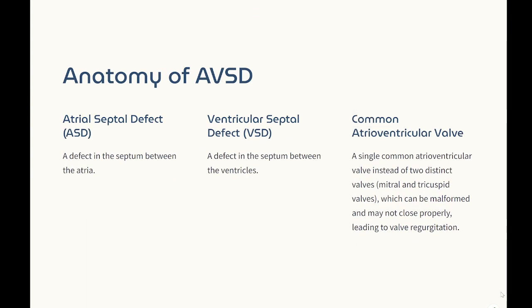Anatomy of AVSD. AVSD results from a failure of the common atrioventricular junction to properly separate during heart development, leading to a defect in the septum between the atria, atrial septal defect, ASD, a defect in the septum between the ventricles, ventricular septal defect, VSD, and a single common atrioventricular valve instead of two distinct valves, mitral and tricuspid valves, which can be malformed and may not close properly, leading to valve regurgitation.